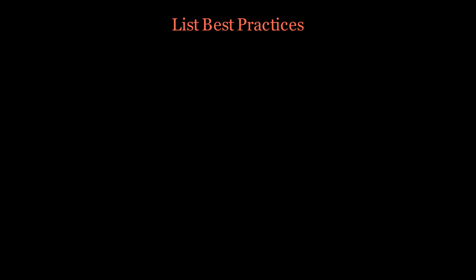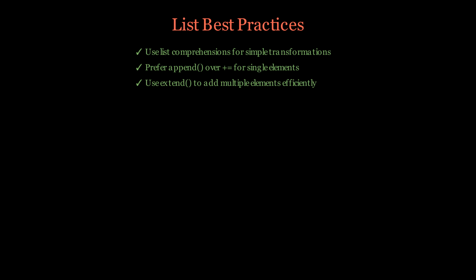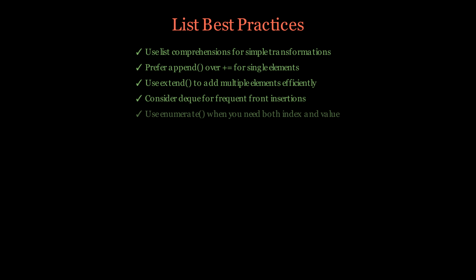To use lists effectively, follow these best practices for performance and readability. Use list comprehensions for clean, readable transformations. Append is more efficient than concatenation for single elements. Extend works well for multiple elements. For frequent front operations, consider deque from collections. Use enumerate when you need both indices and values. Avoid repeated concatenation and never modify a list while iterating over it.